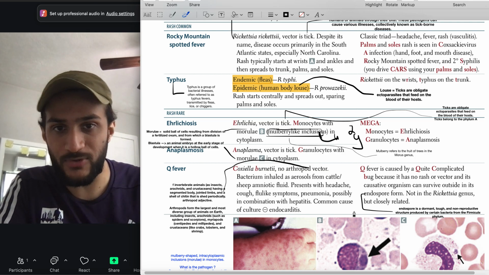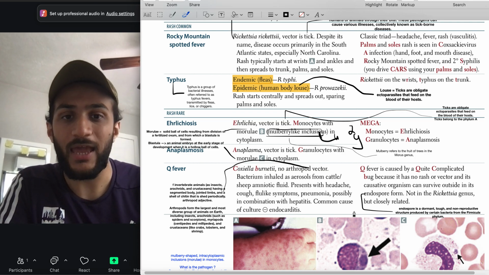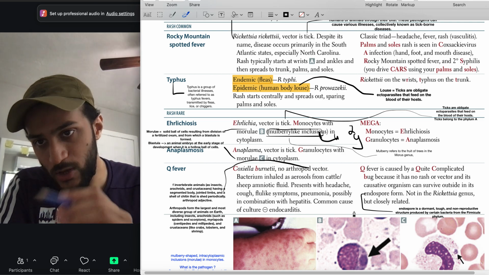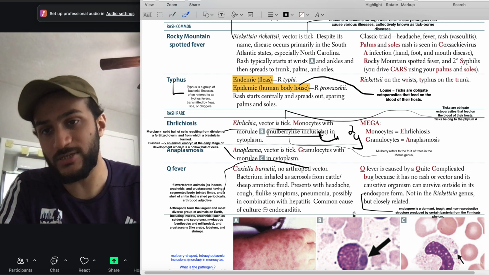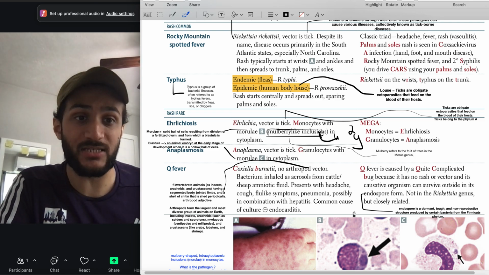Then we have anaplasmosis. The vector is also a tick. Granulocytes with morulae in the cytoplasm. We have a nice mnemonic we can learn over here. MEGA, so monocytes is going to be ehrlichiosis. If it involves the granulocytes, then it's anaplasmosis.